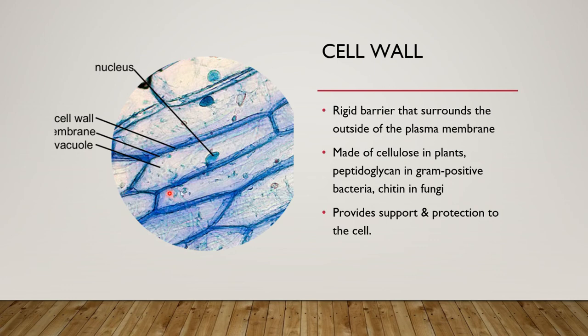The outside of that cell membrane contains the rigid peptidoglycan or cellulose, in a plant in this case, that creates a rigid structure that keeps the cell from being crushed as well as protects it from the elements.